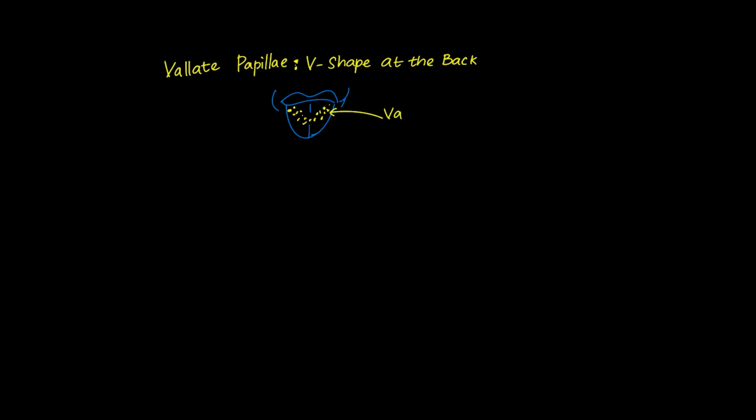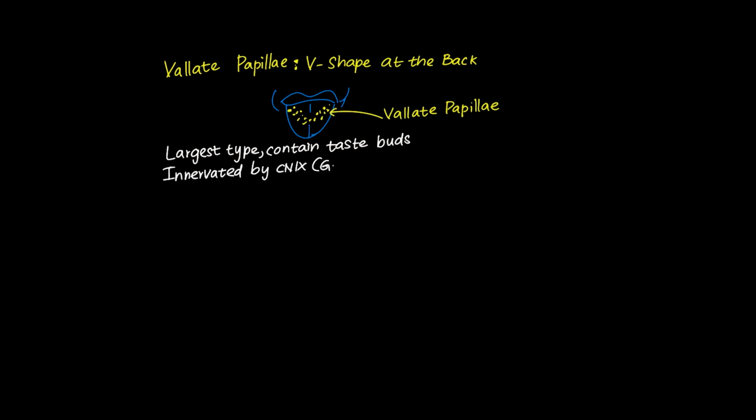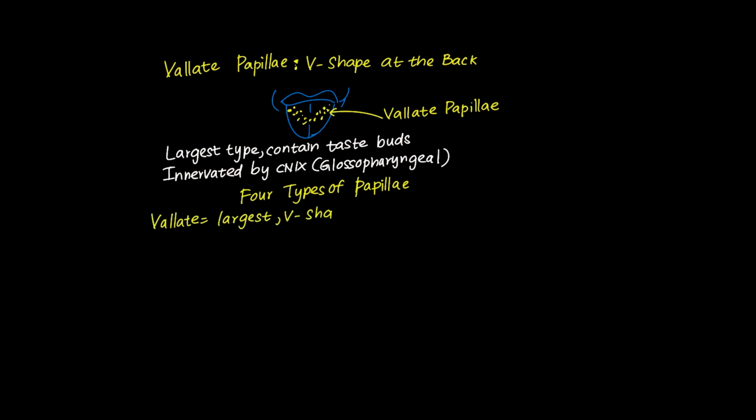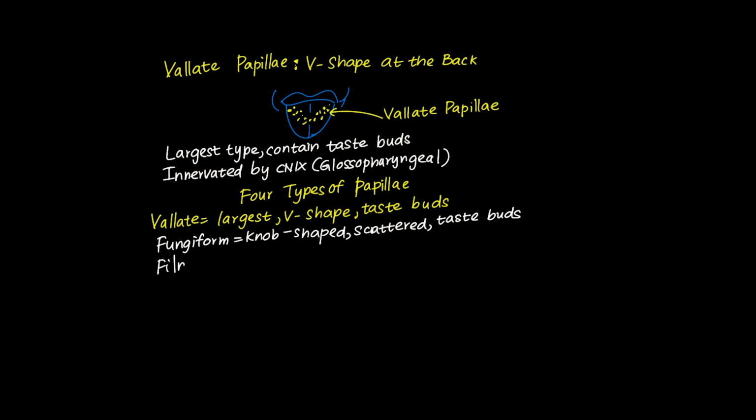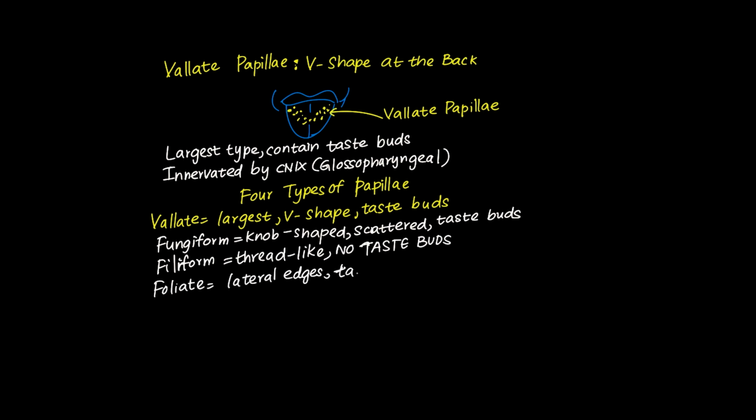that distinctive V-shaped row separating the anterior two thirds of the tongue from the posterior third. They contain taste buds innervated by the glossopharyngeal nerve, CN 9. Fungiform papillae are the knob-shaped bumps scattered across the tongue surface. They have taste buds, but they're smaller and don't form a V shape. Filiform papillae are the thread-like projections covering most of the tongue that give it texture and help grip food. Here's the critical detail. Filiform papillae contain no taste buds at all. They can't detect flavour. Foliate papillae sit along the lateral posterior edges of the tongue, not in a V shape at the back.